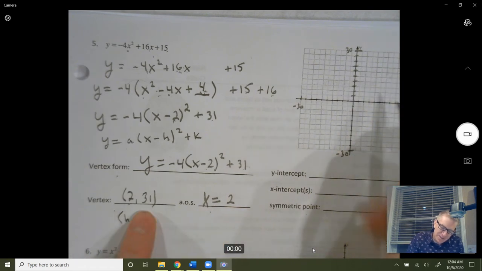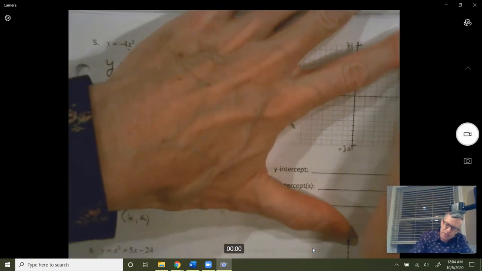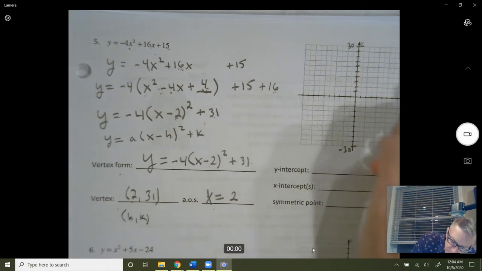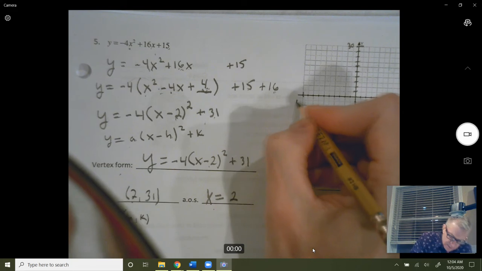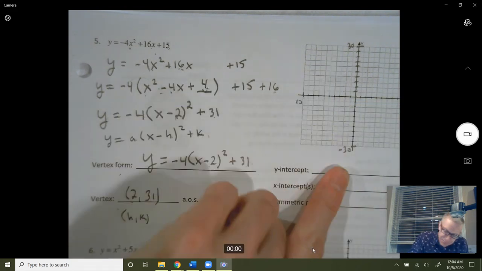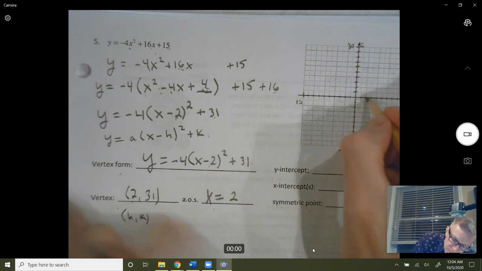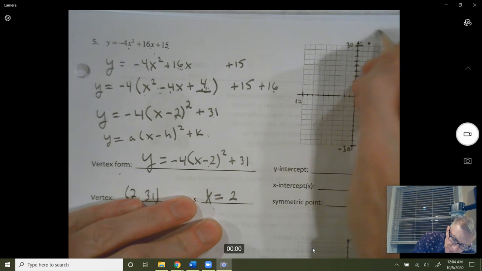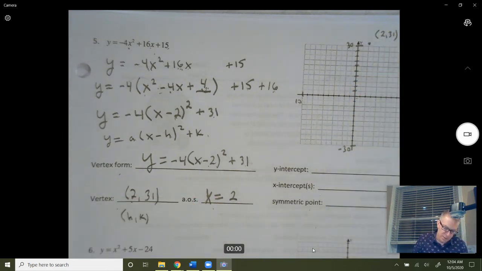And yeah, maybe we want these to go up by ones. We can do that. Sometimes it changes the overall look of your graph, but I'm going to make these go up by ones and these go up by threes. Okay, so now we've got 2 comma 31. So 2 comma 31 would be right here. And when I do that, I'm always going to label my points, just not to confuse myself.